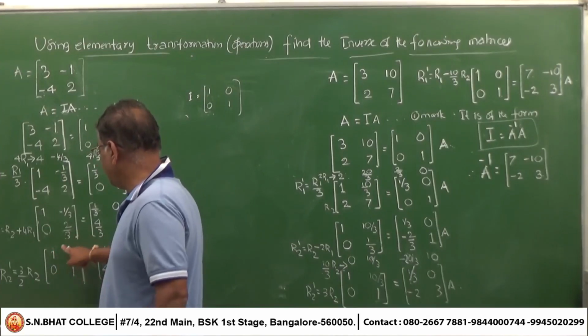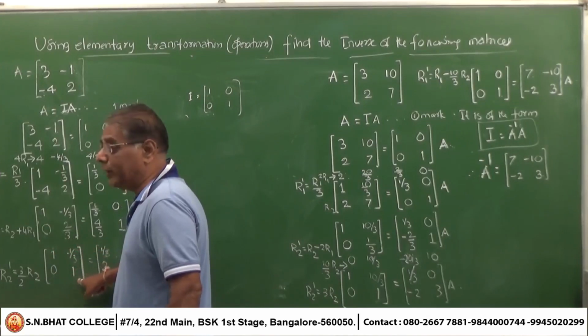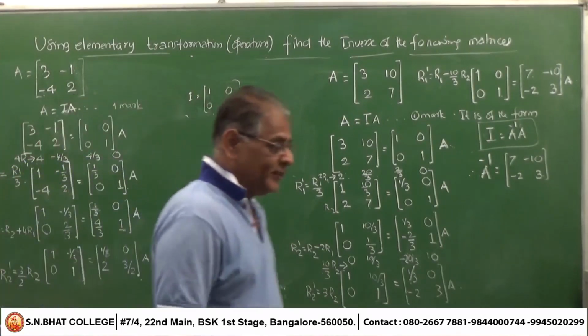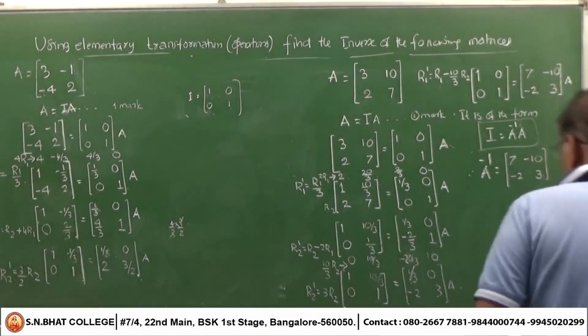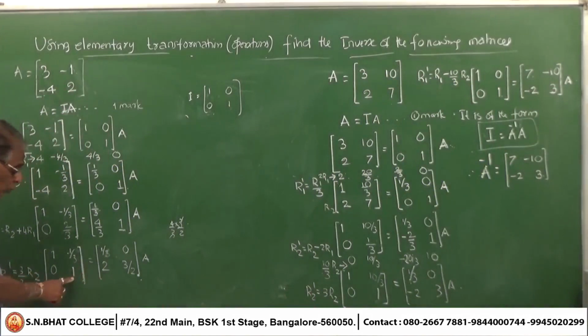Next I should make this to be 0. To make this 0, I have to make this element 1 by 3. Calculate 1 by 3 R1. 1 by 3 R2. I have to make this 1 by 3, and this is R2. Calculate 1 by 3 R2. Write it here. 0.